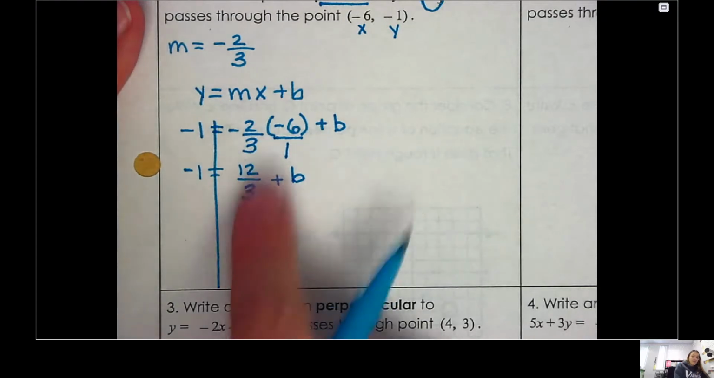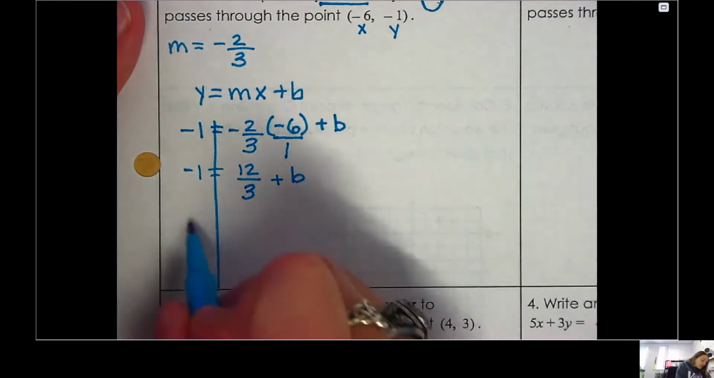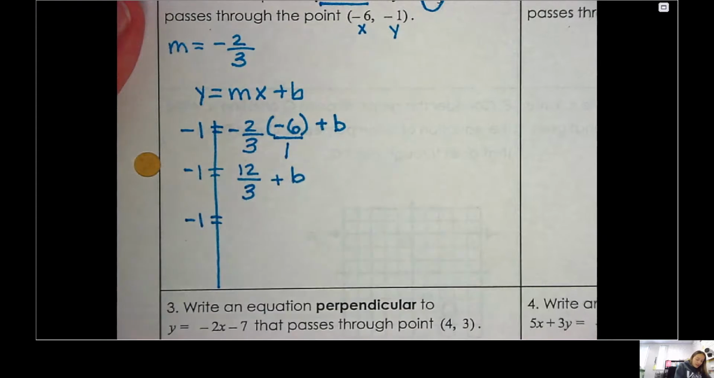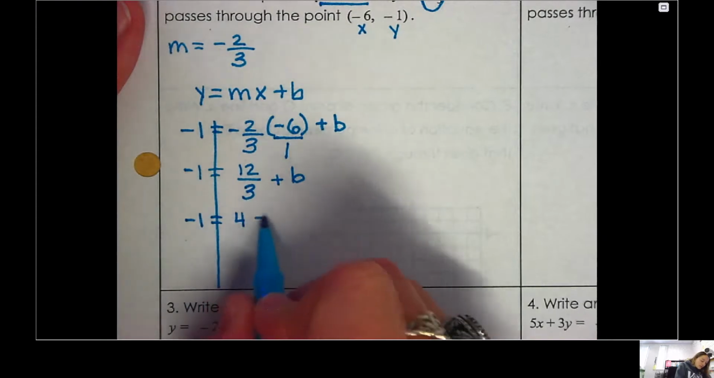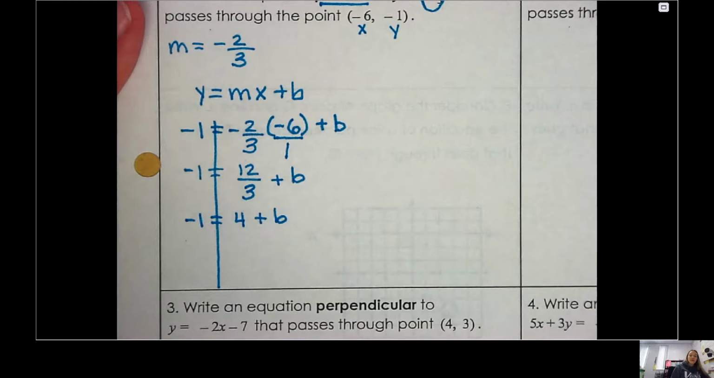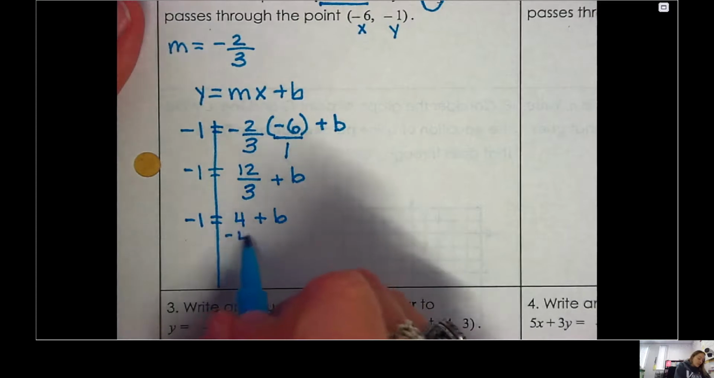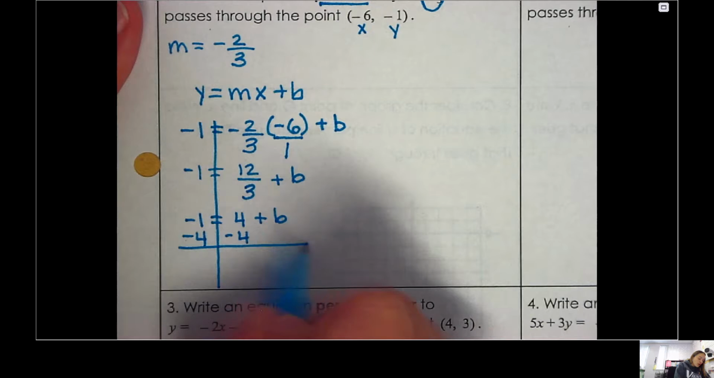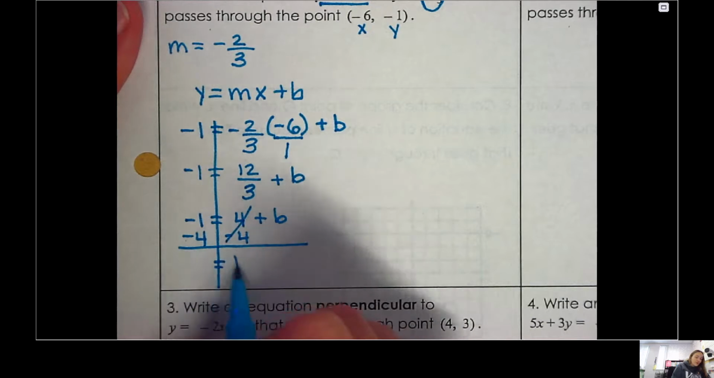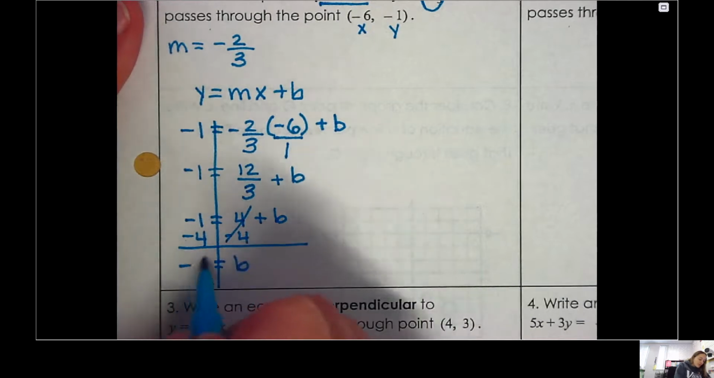Now, 12 divided by 3, this is a fraction. I can actually physically do that fraction. 12 divided by 3 gives me 4. And then now to get the b all by itself, I need to move that 4 to the other side by subtracting it. So my new y-intercept is negative 5.